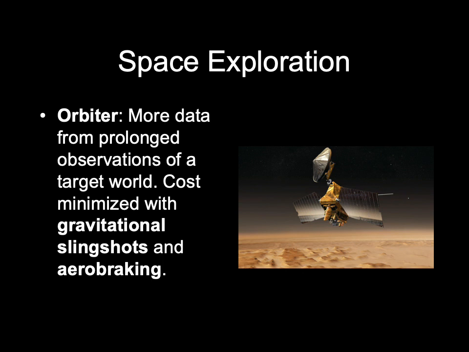So if we want to send a spacecraft to Mercury, sometimes we aim it at the planet Venus first and use Venus's gravity to speed up the spacecraft and change its trajectory. That would be a gravitational slingshot and aerobraking.